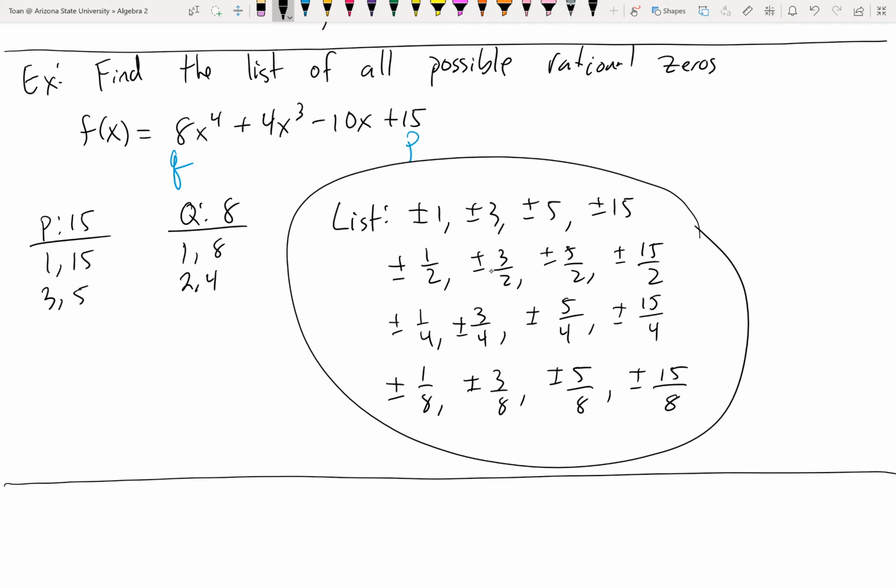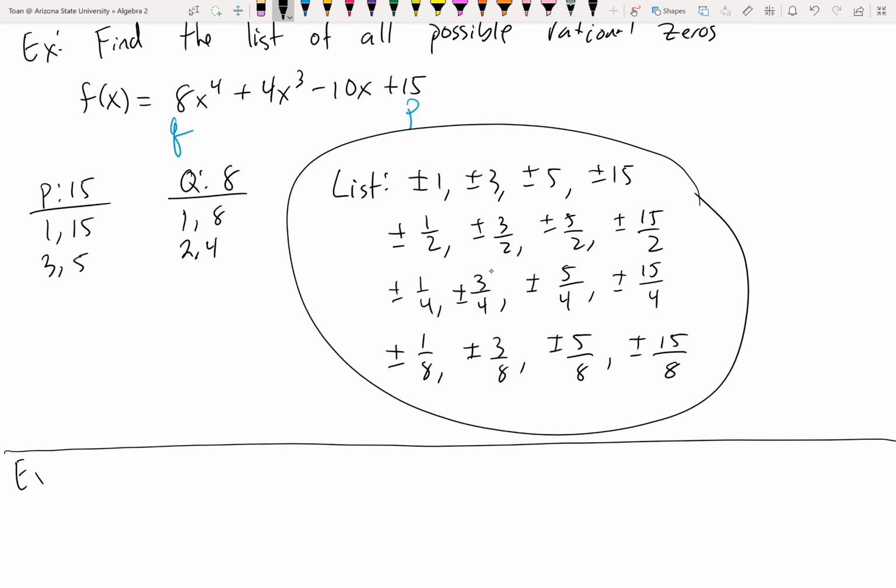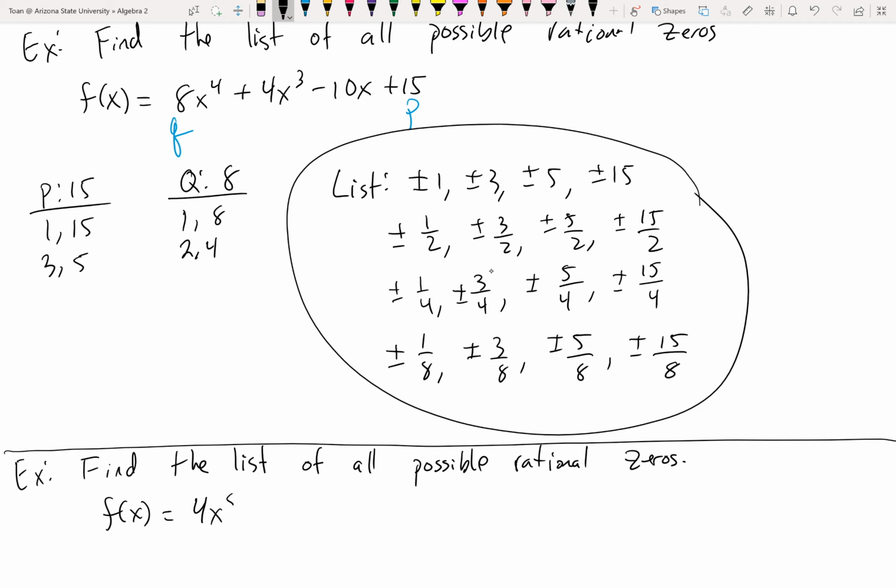Let's just do one more of this list writing before we actually go ahead and solve. So again, if you're good, feel free to skip this example. If you want to test yourself, pause the video, do it yourself, and then check your answers. So find the list of all possible rational zeros of 4x to the 5 plus 3x cubed minus 2x minus 14.